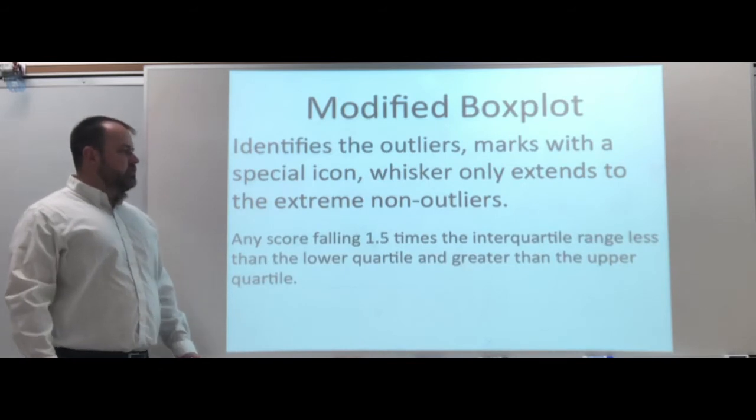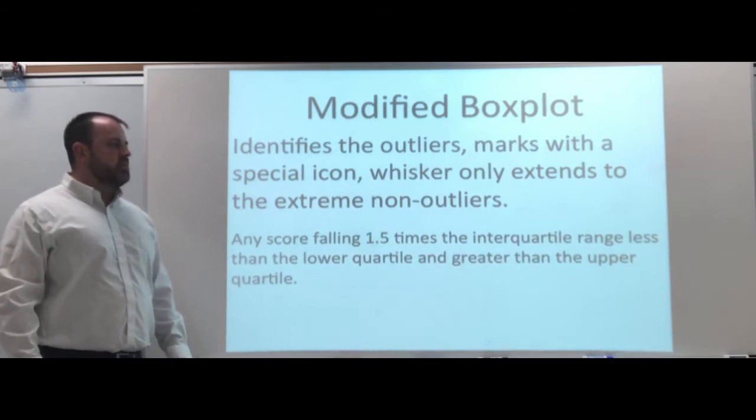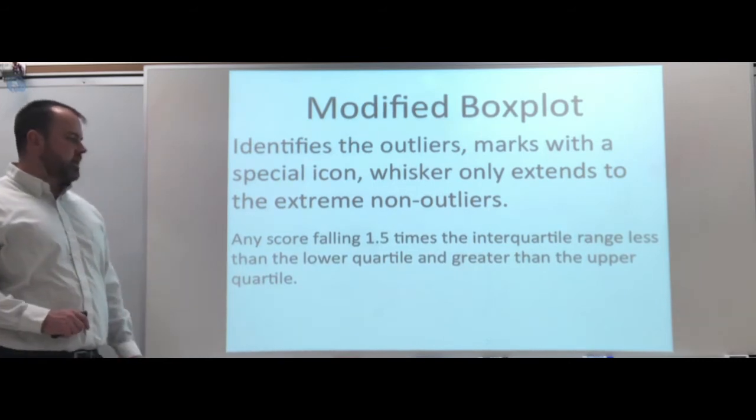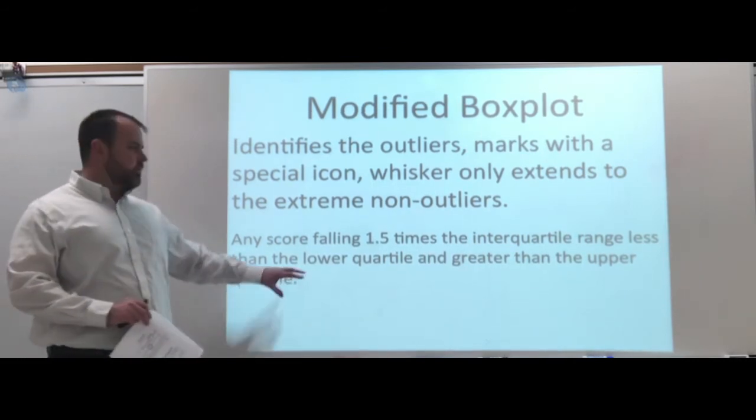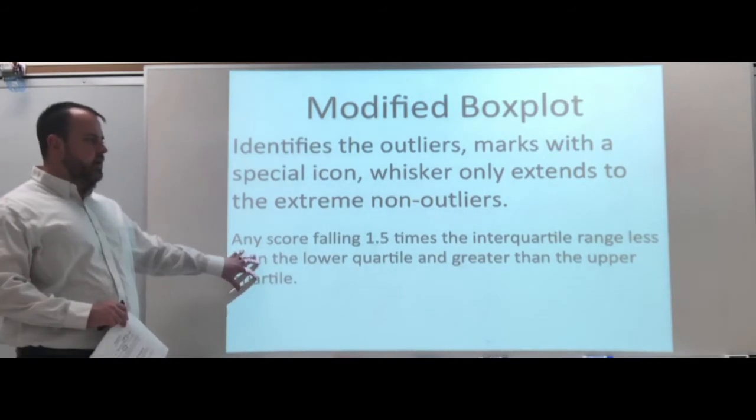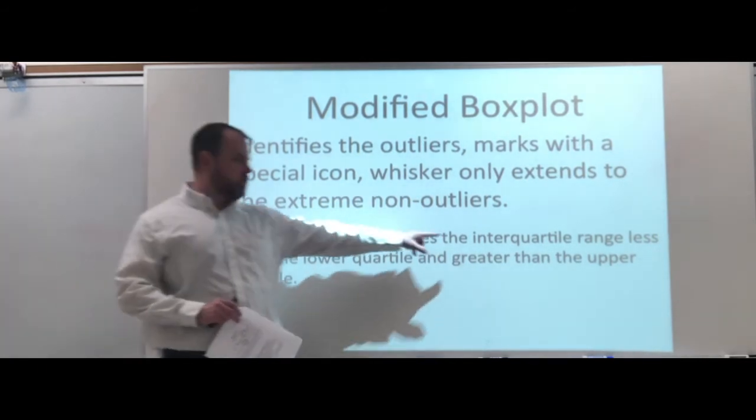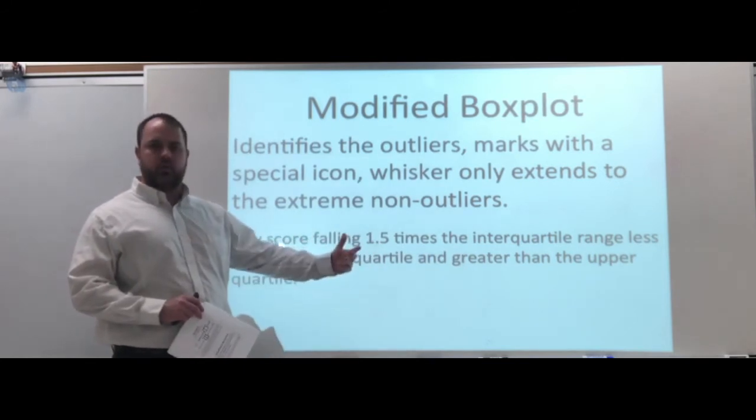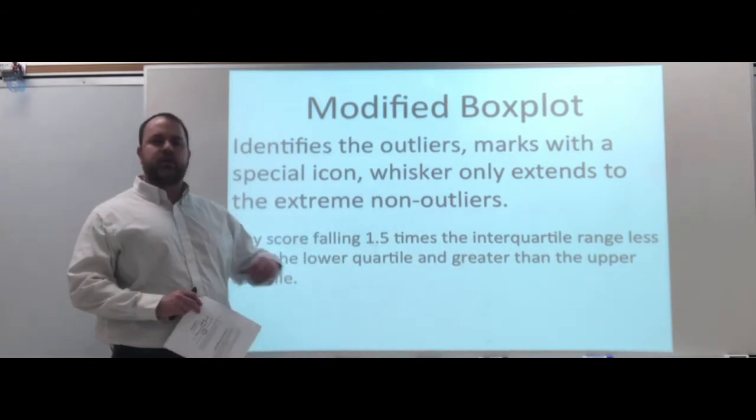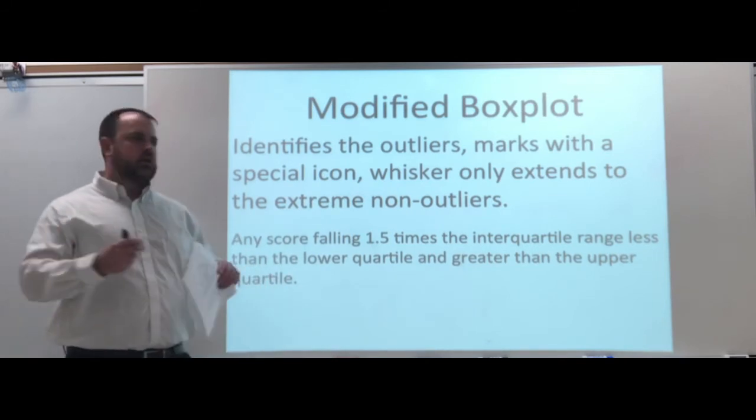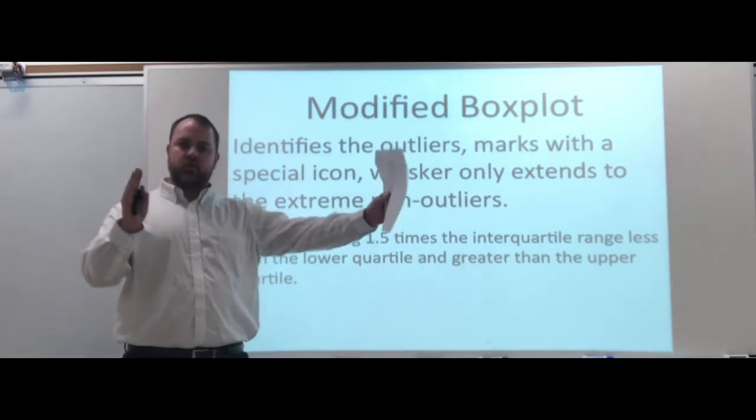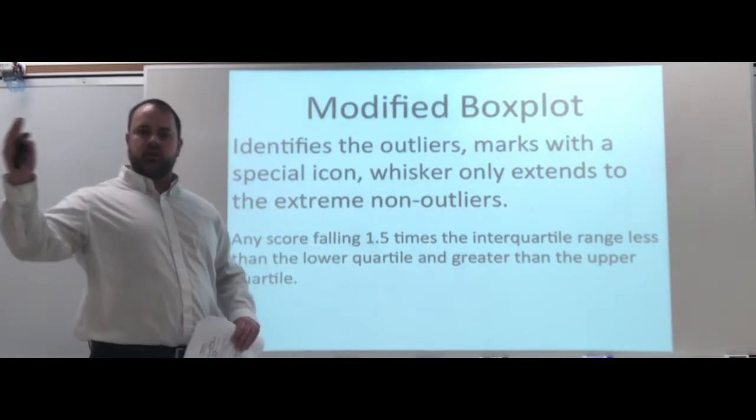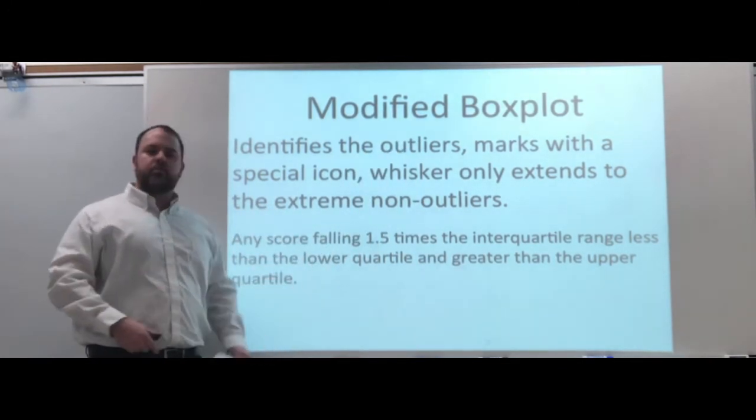Any score falling more than 1.5 times the inner quartile range below the lower quartile or above the upper quartile is an outlier. This is really saying a whole lot. We are going to calculate the inner quartile range, multiply it by 1.5, and take that amount away from the lower quartile and add it to the upper quartile, and that's going to be your range of points that are not considered outliers.